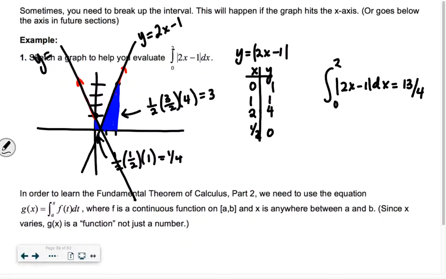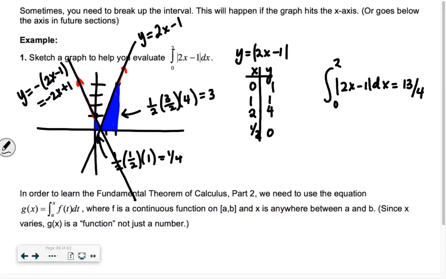It's the opposite. In other words, it is y equals negative parentheses 2x minus 1, which ends up being negative 2x plus 1. That's how an absolute value works. It takes the positive bit and then it negates all of it, right? That's why when we solved absolute value equations in Algebra 2, we did the plus or minus thing.